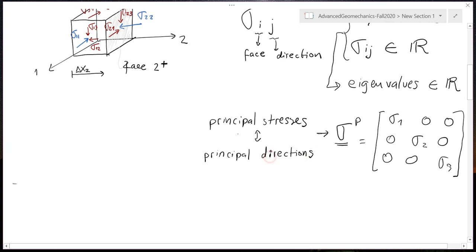For example, in field conditions, many times vertical stress is a principal direction, which makes the other two principal directions to be horizontal. A property of these systems is that the principal directions are always going to be perpendicular to each other. All right.